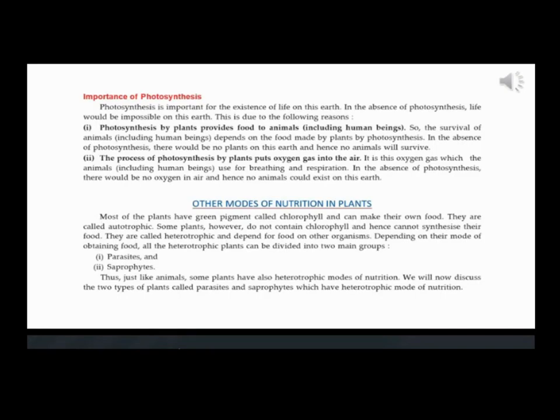In the previous two videos, we discussed the autotrophic mode of nutrition in plants. In today's class, we are going to discuss other modes of nutrition in plants.